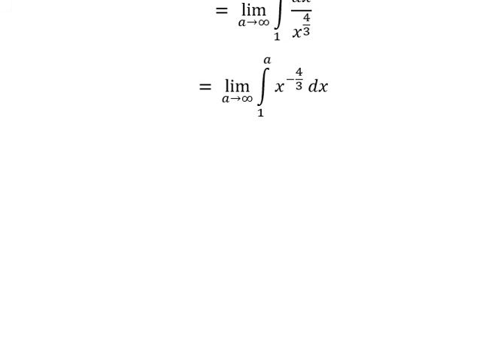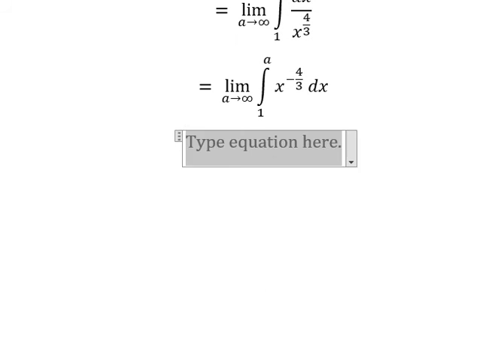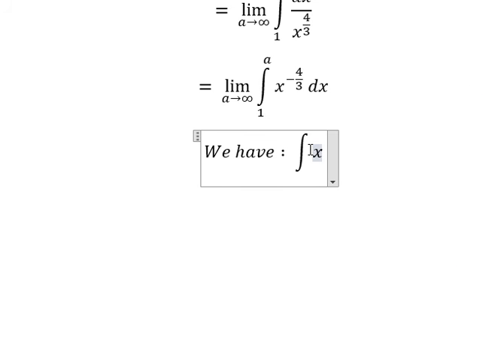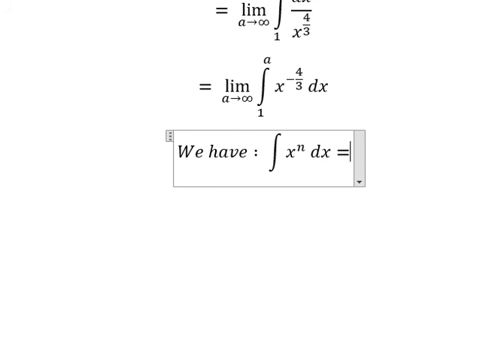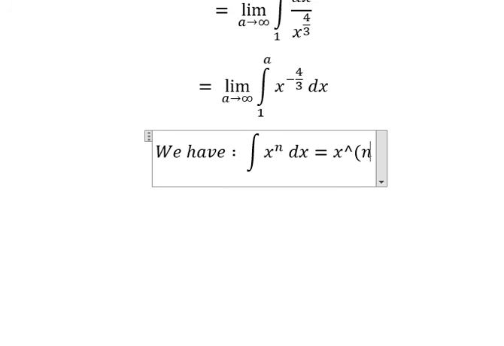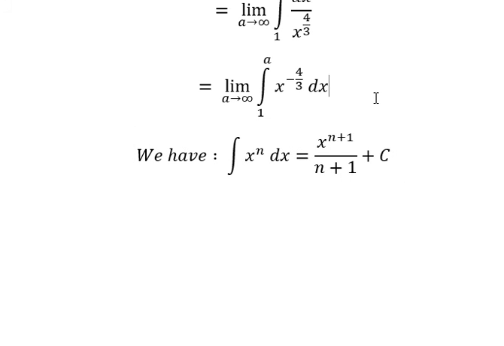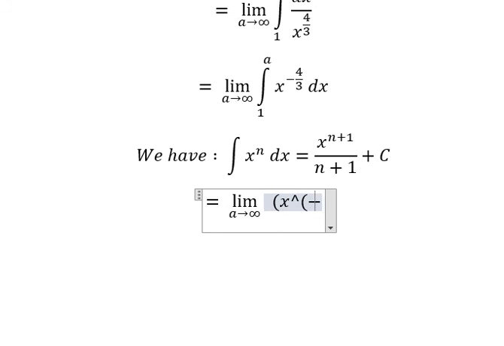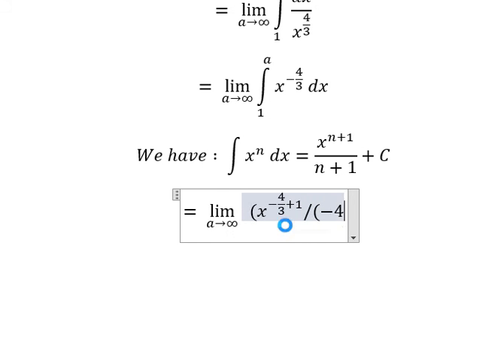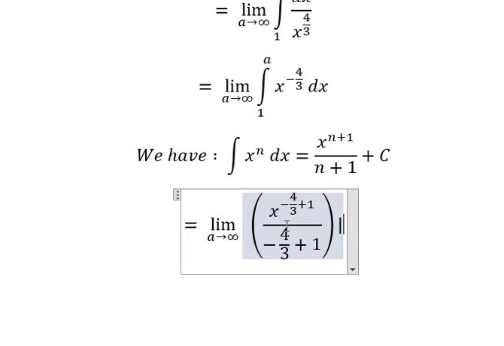And now we have the formula in here. That is the integration of s to the power of n ds equals s to the power of n plus 1 over n plus 1, and I will put plus c. Now we can apply the formula in here, and that should be like this. Now we need to put the bounds from 1 to a.